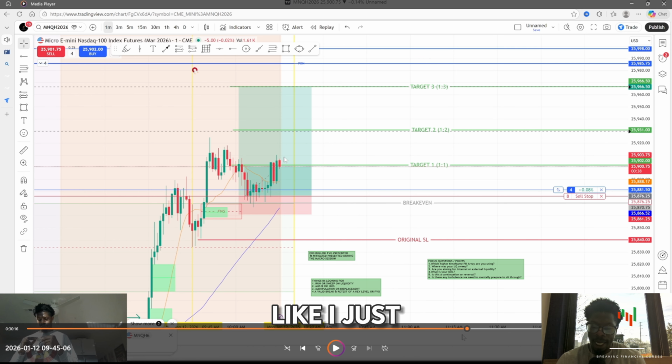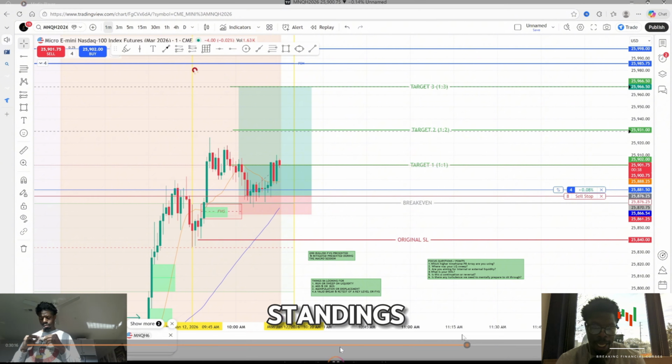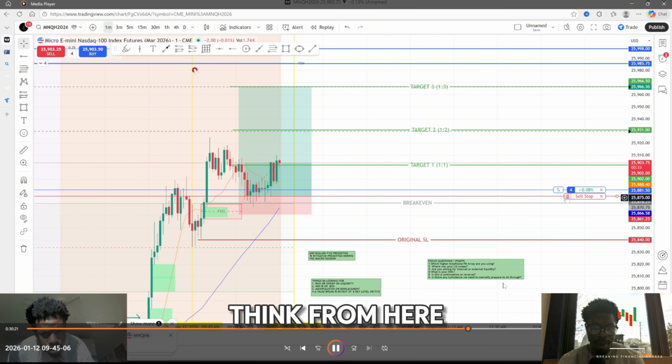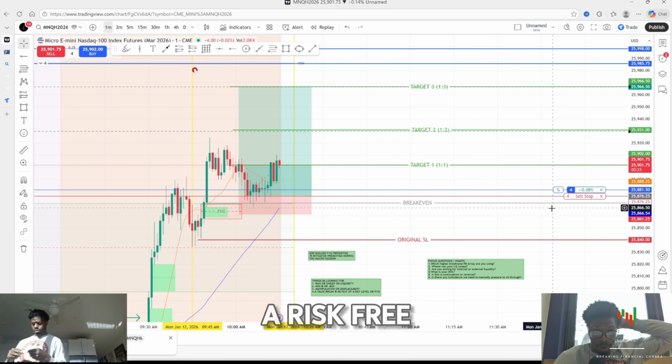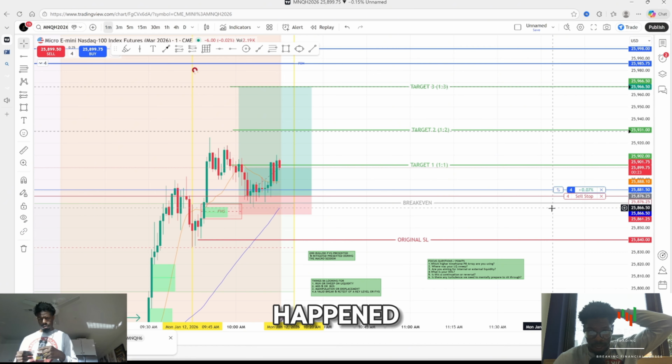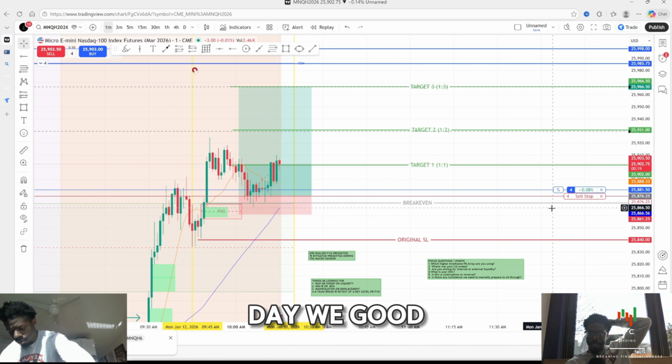So like I just said, I'm down. I'm trading against an hourly bearish fair value gap. I recover some of my losses. Let me take something off of the table so whatever happens, my account is still in good standing, right? And I think from here, I walk away for a little bit as well, right? So now it's really a risk-free trade. Regardless of what happens, I can't lose. I can't lose money for the day. We good.